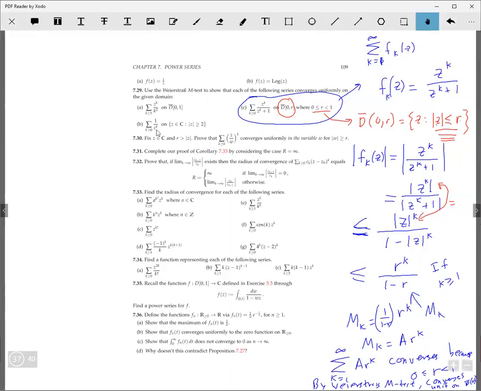Okay, and then you guys get to do these two. Now, if we were to say 0 to 1, then it actually doesn't converge uniformly. If you replace this r with a 1, it's not going to converge uniformly on that set. But as long as r is less than 1, then it will converge uniformly.